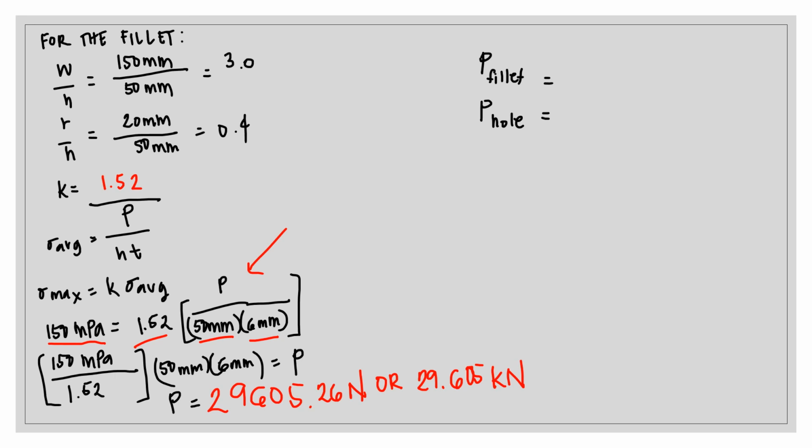The force in the fillet is 29.605 kilonewtons. And for the force in the hole, we have 15.340 kilonewtons. And we are asking what is the maximum value of P that can be applied on the bar. So we're talking about the maximum value applicable to both the fillet and the hole of the bar. So we're going to choose 15.340 kilonewtons.